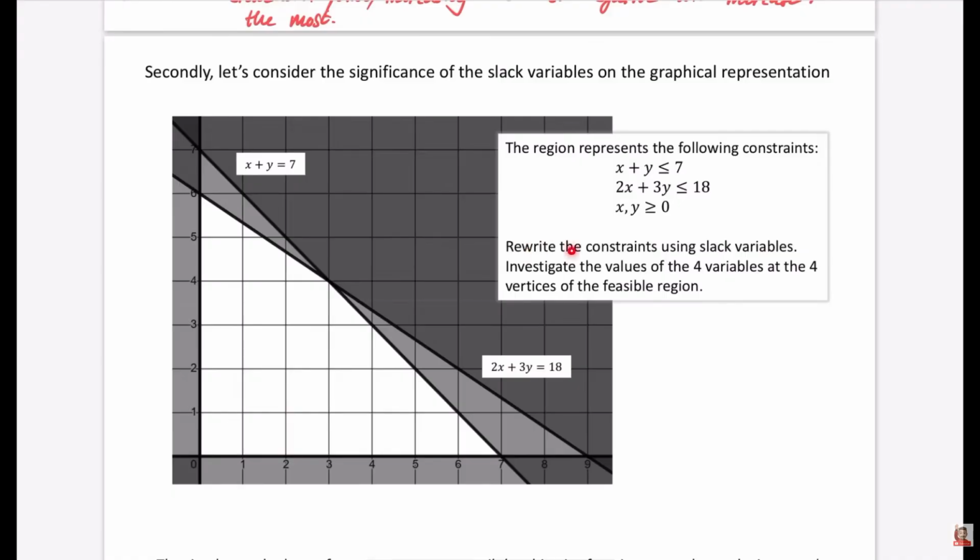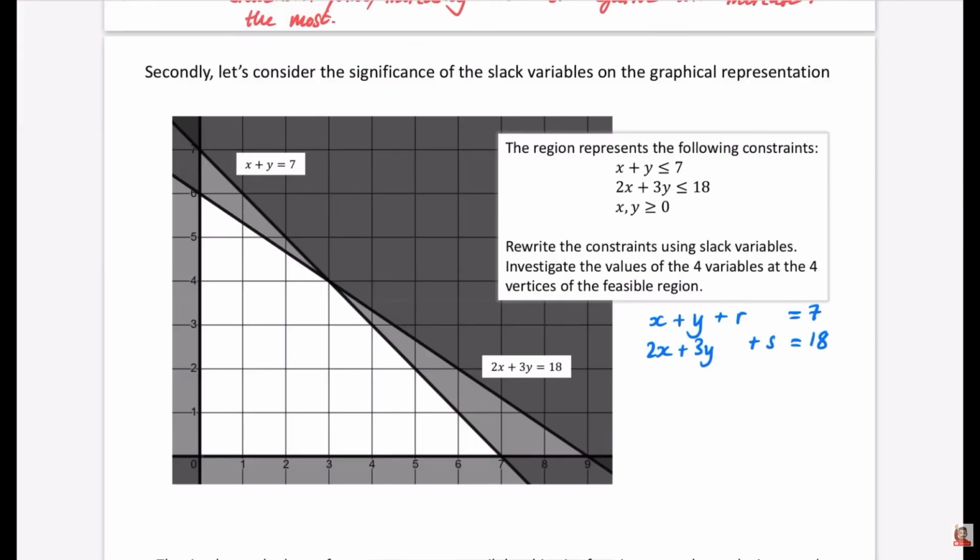And so what I want to do here is to rewrite the constraints using slack variables, and then I'm going to investigate the values of the 4 variables at the 4 vertices of the feasible region here, here, here, and here. So first things first, we're going to use some slack variables. We're going to say x plus y plus r is equal to 7. I'm then going to have 2x plus 3y plus s. Sometimes I leave a gap so that there's a column for r and a column for s. You'll see why I do that as we go through this exercise. And so I've got the slack variable for this one that we have here.